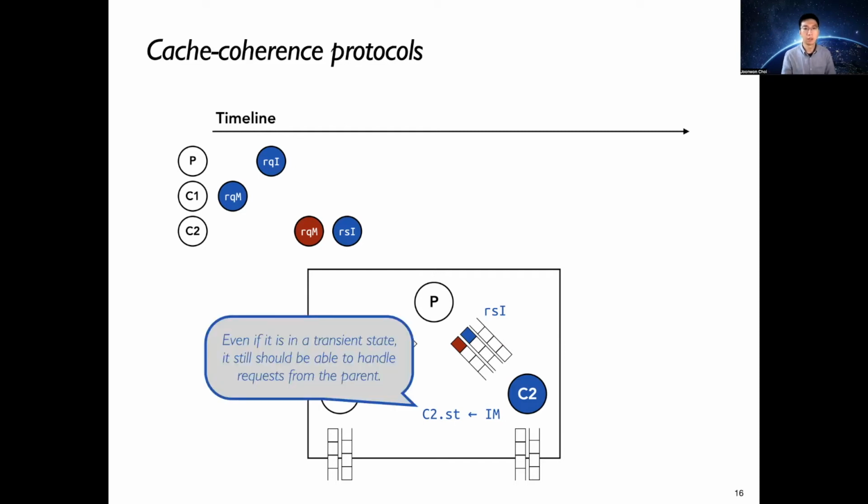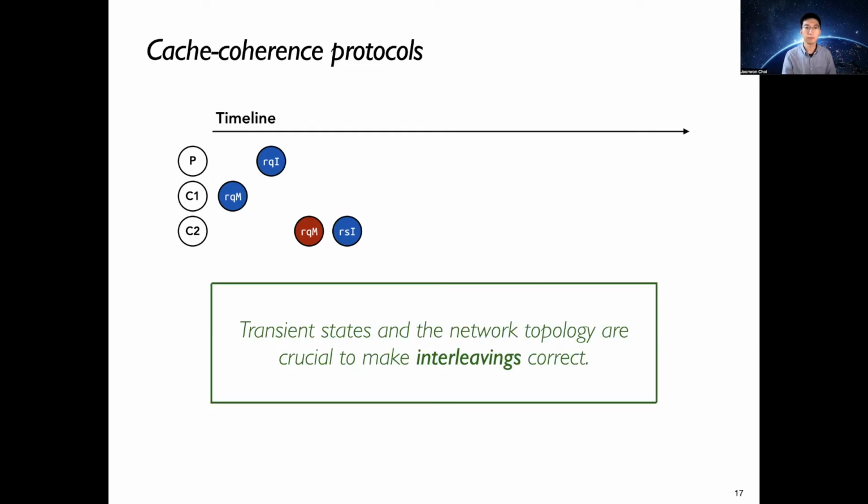There is a subtlety in using transient states here. We see that C2 currently has the transient state IM, but it still should be able to handle the request RQI from the parent. What we learn about this example is that the use of transient states and the network topology, tree in this example, are very crucial to make interleavings correct.